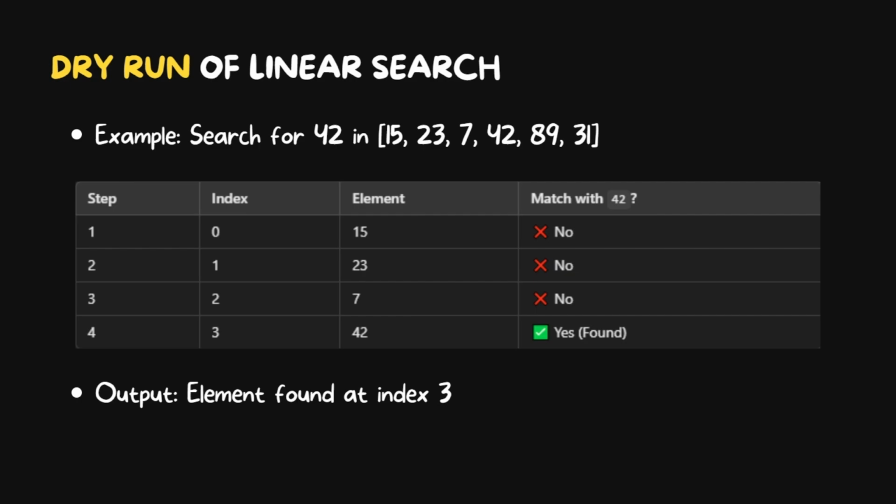In the third step, the index is 2 and the element is 7. Since it doesn't match with 42, we will go to the next iteration. So in the fourth step, the index is 3 and the element is 42. Since 42 matches 42, we will return the index 3, since 42 is present at the index 3.